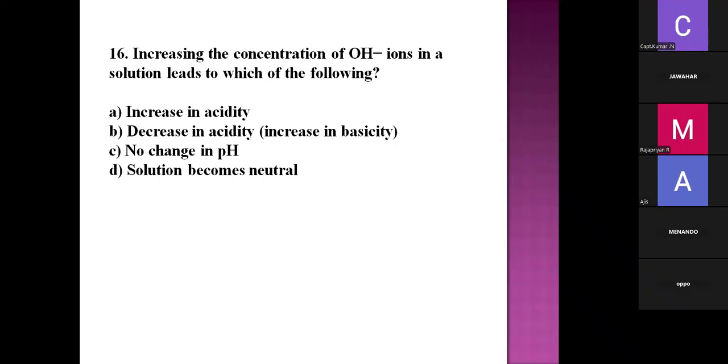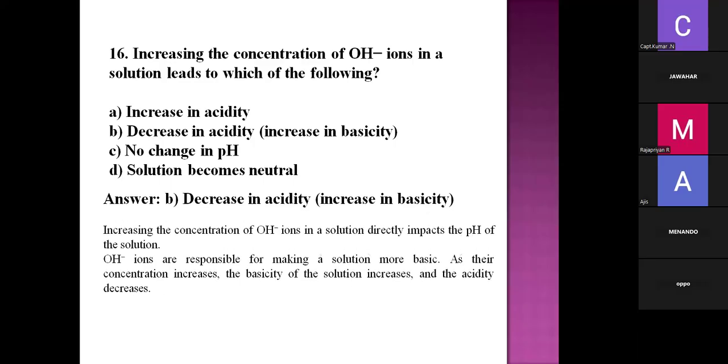Increasing the concentration of OH minus ions in a solution leads to which of the following? Option A. Increase in acidity. Option B. Decrease in acidity. Option C. No change in pH. Option D. Solution becomes neutral. What is the correct answer? Option B. Decrease in acidity is the correct answer.